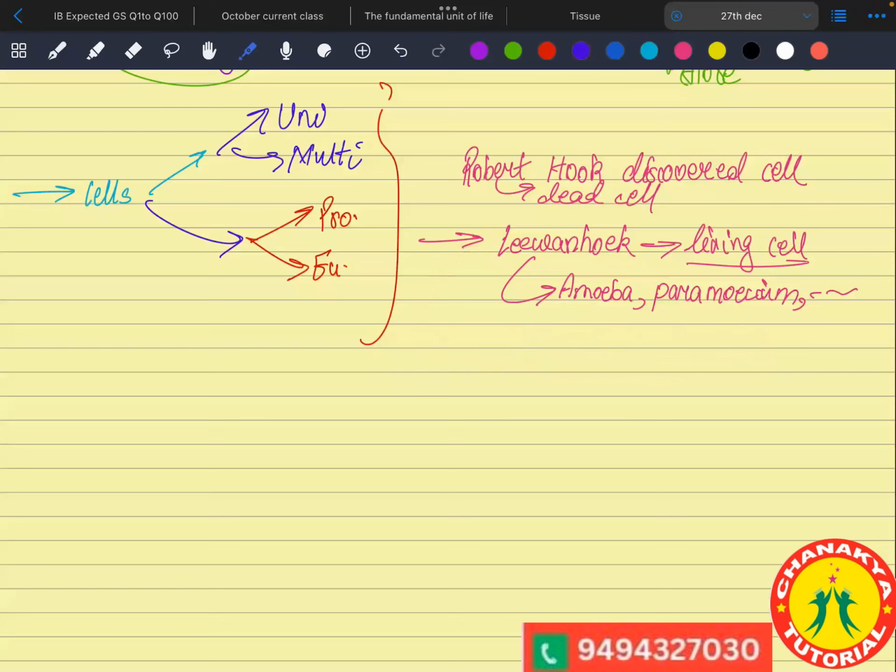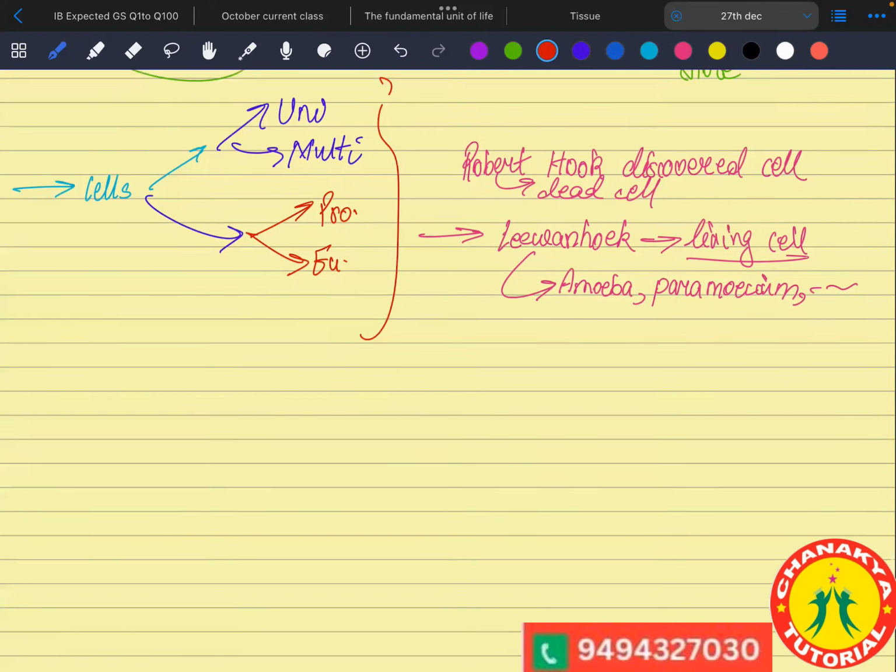Okay, so the first name of the cell. Yes. Okay, I haven't heard this thing, but I will read it if that is the case.